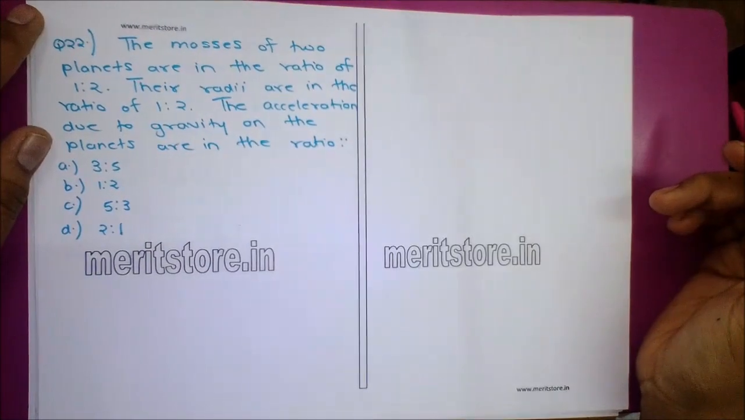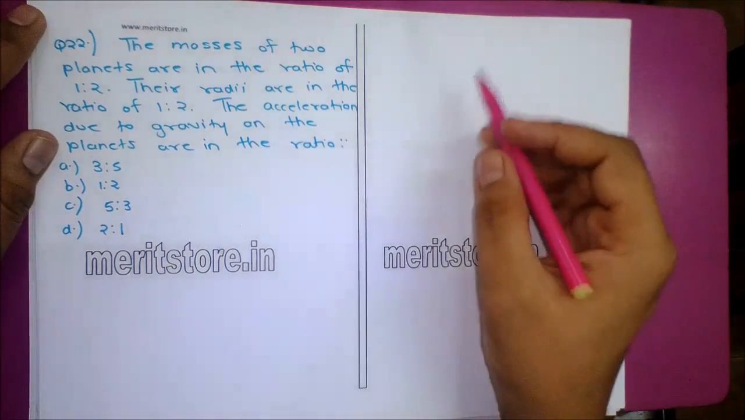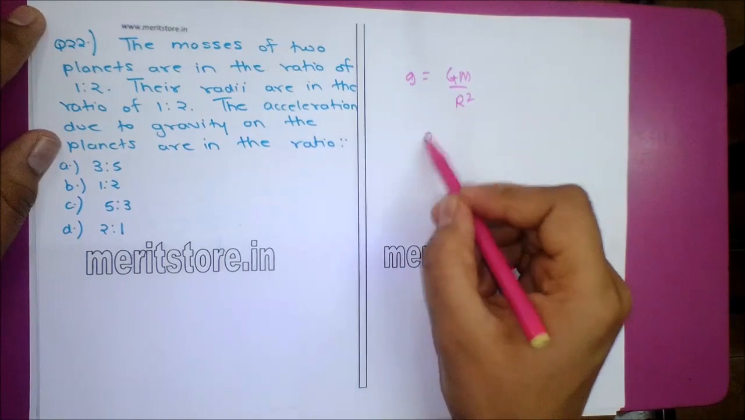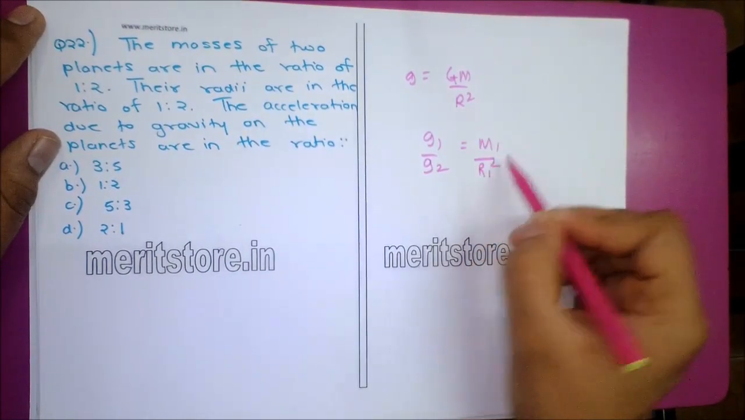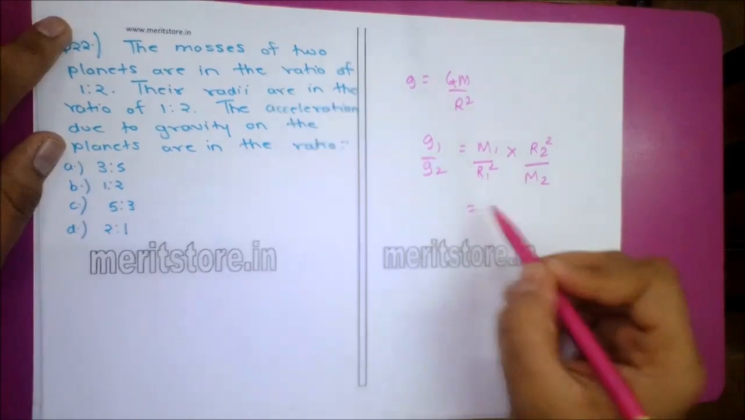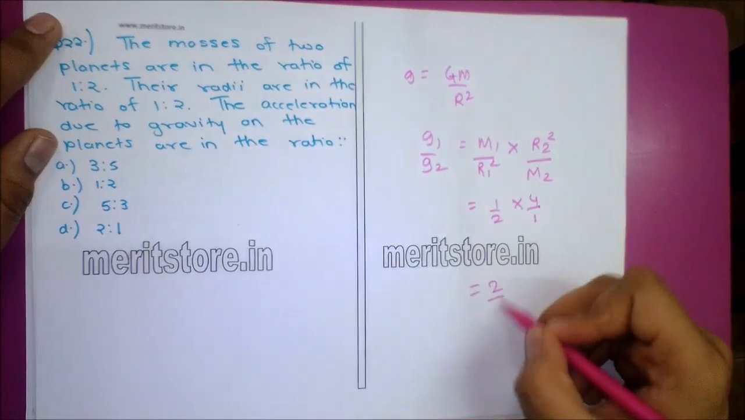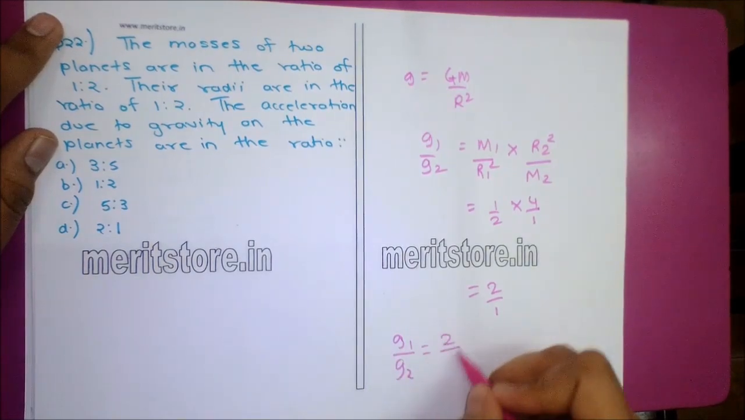22. The masses of the two planets are in the ratio 1:2. Their radii are in the ratio 1:2. The acceleration due to gravity on the planets are in the ratio. Now we know g is equal to GM upon r square. g1 upon g2 is equal to M1 upon r1 square into r2 square upon M2, which is equal to 1 upon 2 into 4 upon 1, which gives us 2 upon 1. So g1 upon g2 are in ratio 2:1.